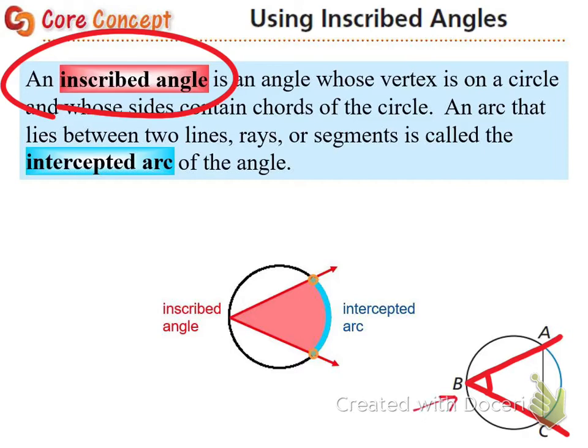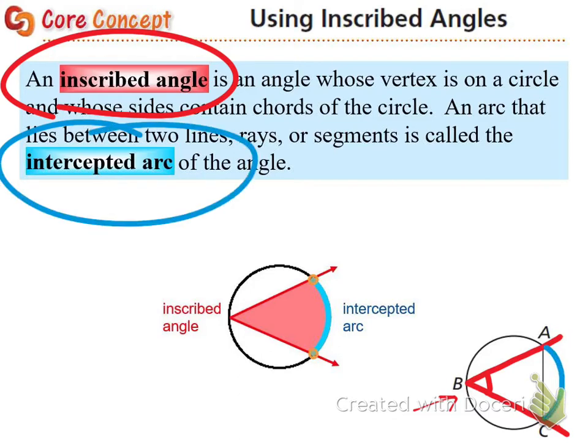So highlight the word inscribed angle, then highlight the inscribed angle. What makes it inscribed is that B is on the side of the circle. And then the intercepted arc. Go ahead and highlight the word intercepted arc, and then highlight the intercepted arc in your picture.